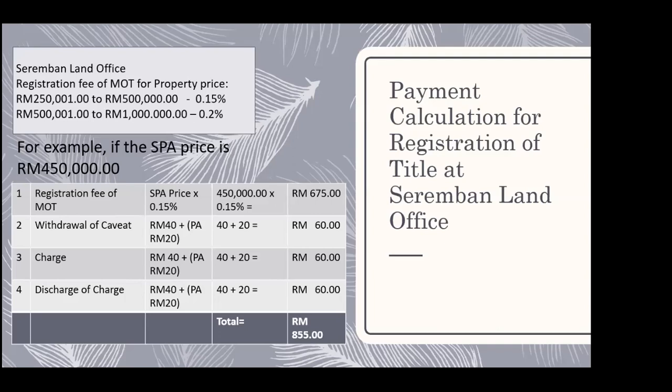And for withdrawal of caveat and discharge of charge, the fees are 40 ringgit each. And we will need to add on the PA 20 ringgit each, to make up to an amount of 60 ringgit each. So the total will be 855 ringgit. So this is one example of how to do the calculation for the payment of registration of title at the land office.